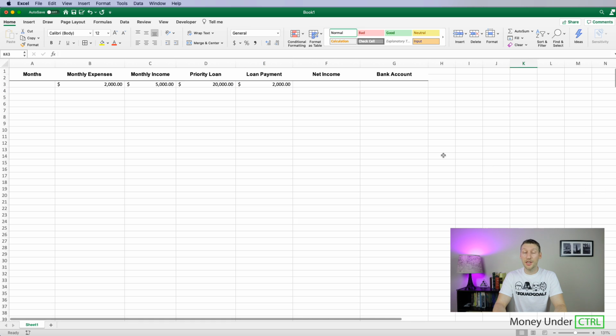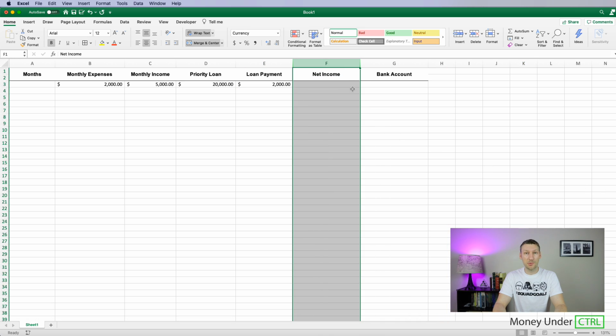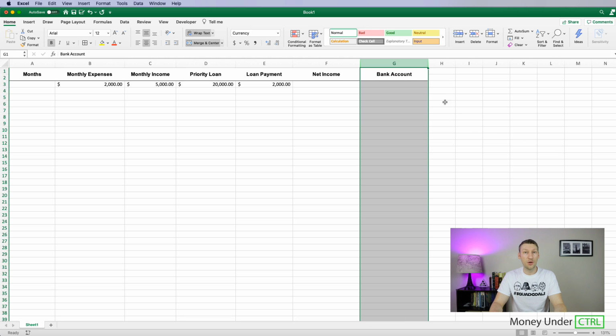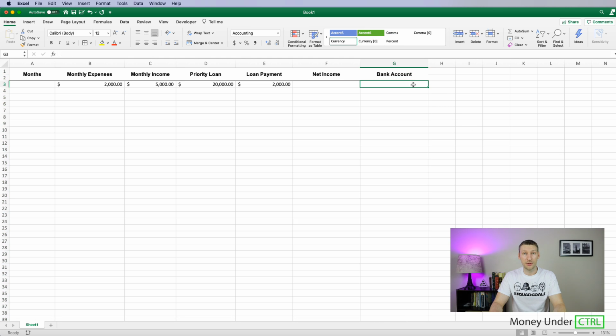The sixth column is for the net income, the difference between monthly income and monthly expenses, including the priority loan. You need to make sure that this number is always positive. The seventh and the final column is going to be your total bank account amount. With a positive net income, it will be one happy bank account.